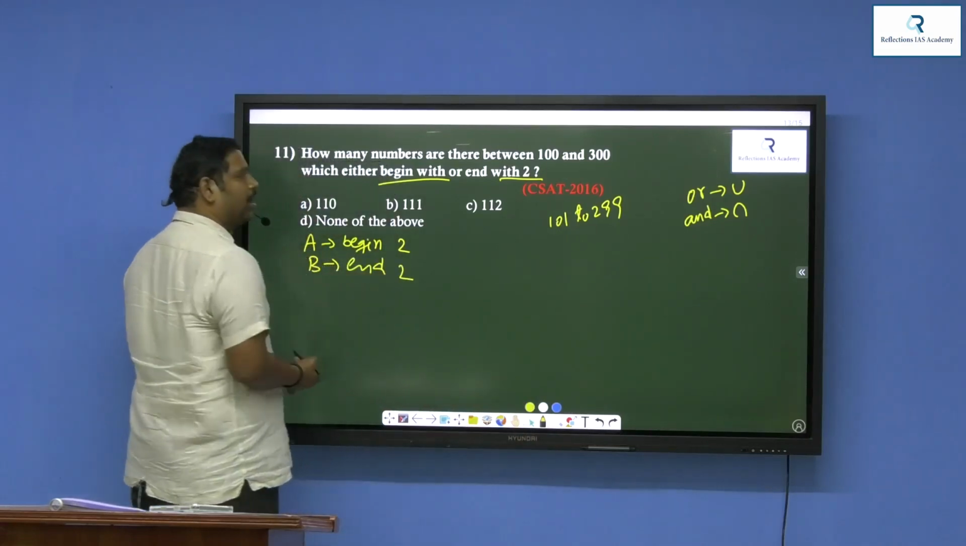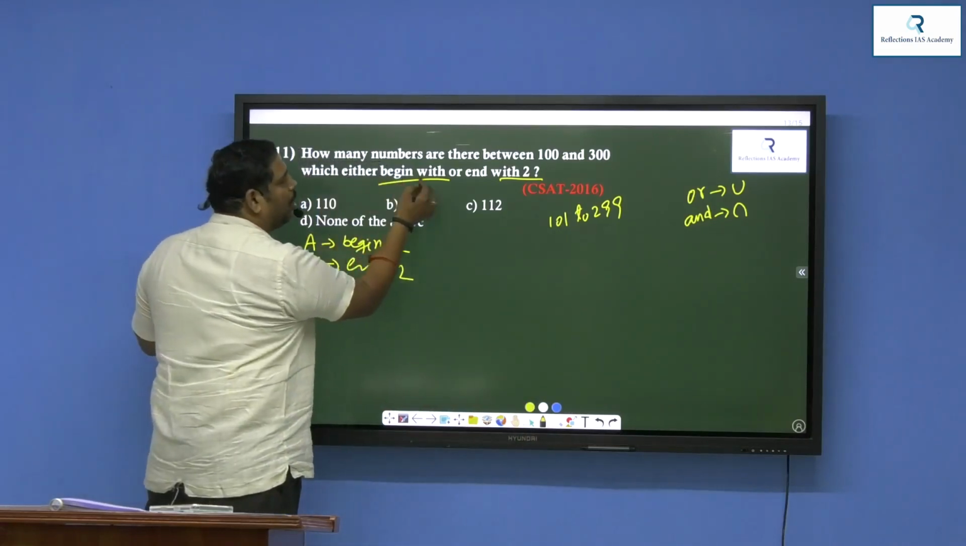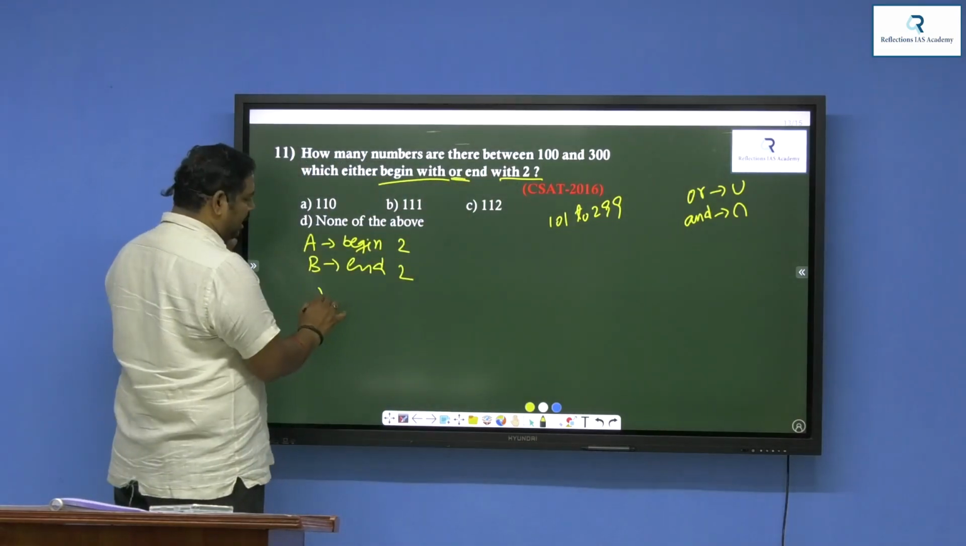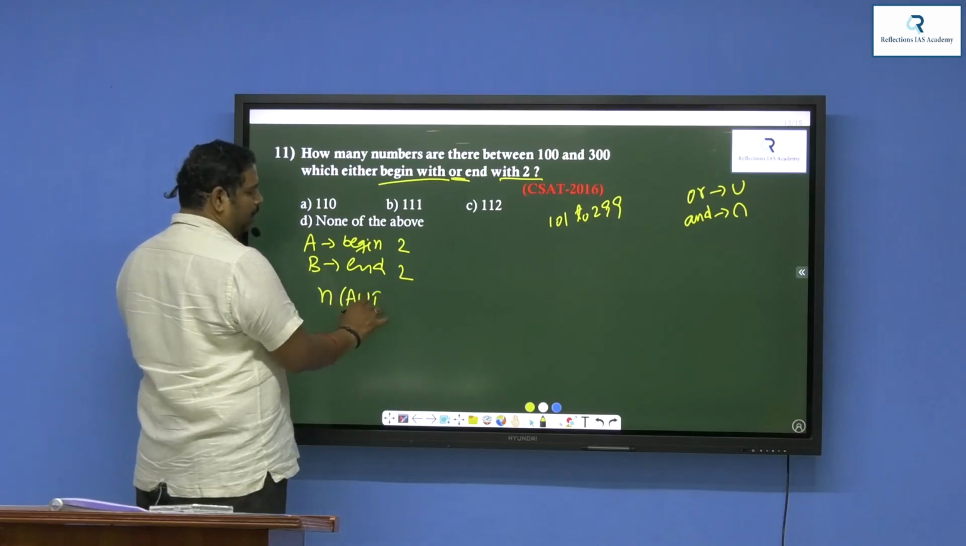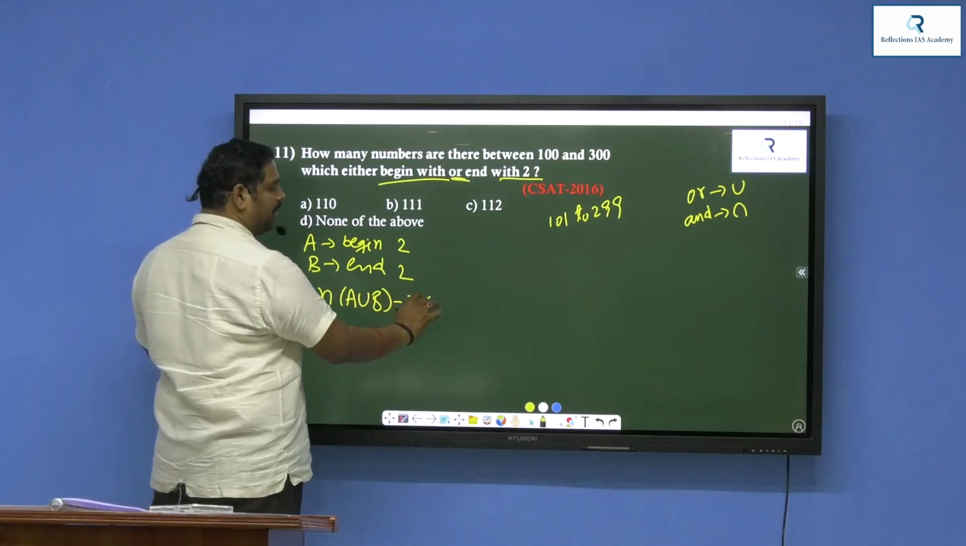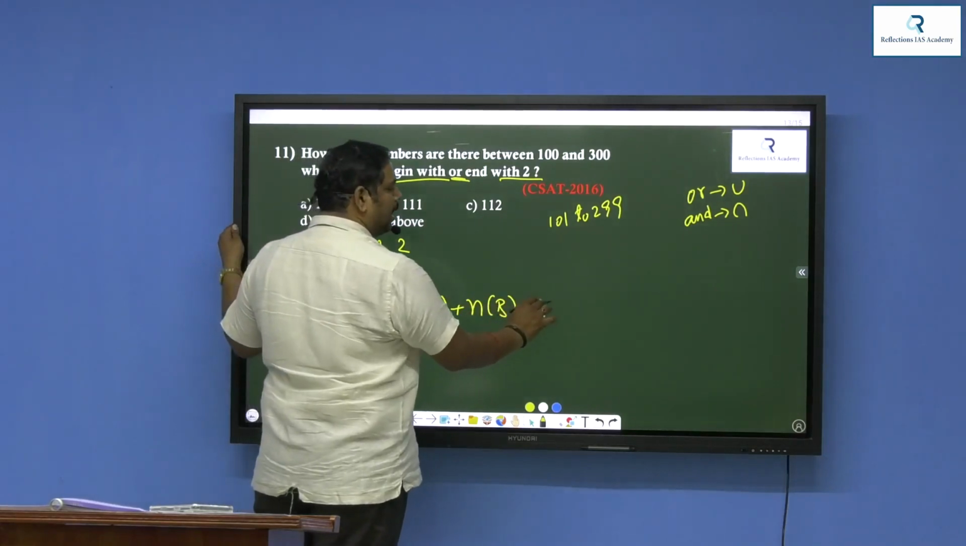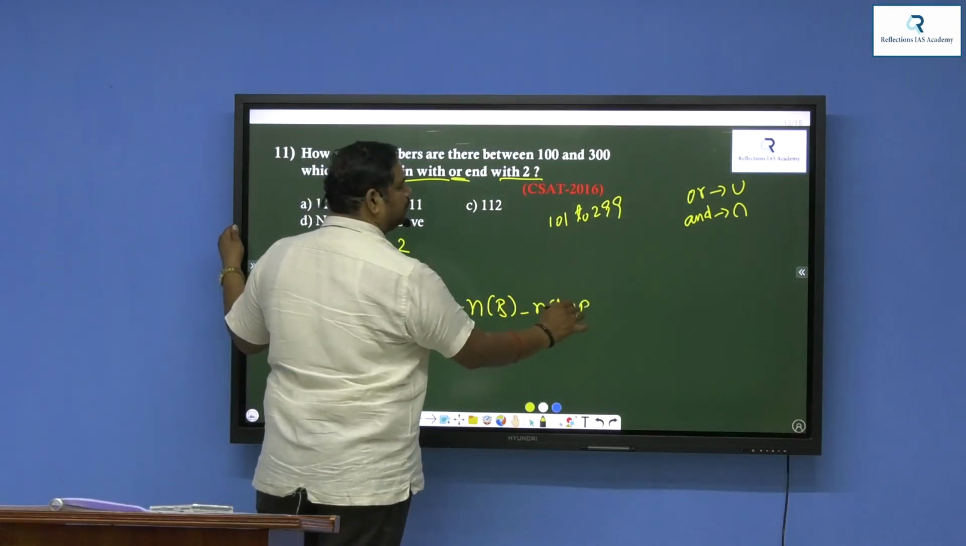Okay, he is asking either begin or end. Here "or" means union, so he is asking N of A union B. What is the formula for this one? N of A plus N of B minus N of A intersection B.